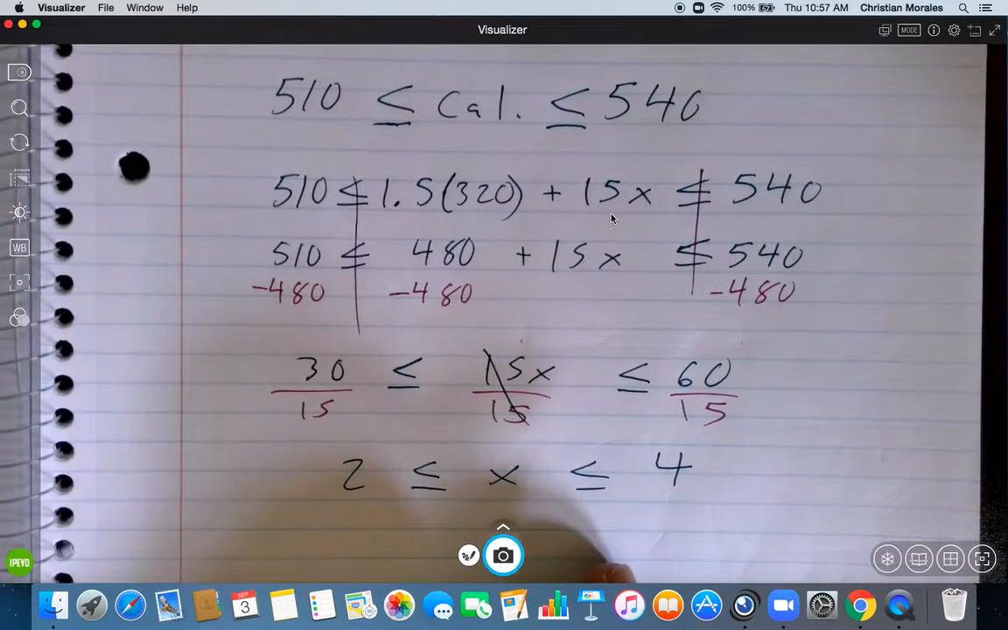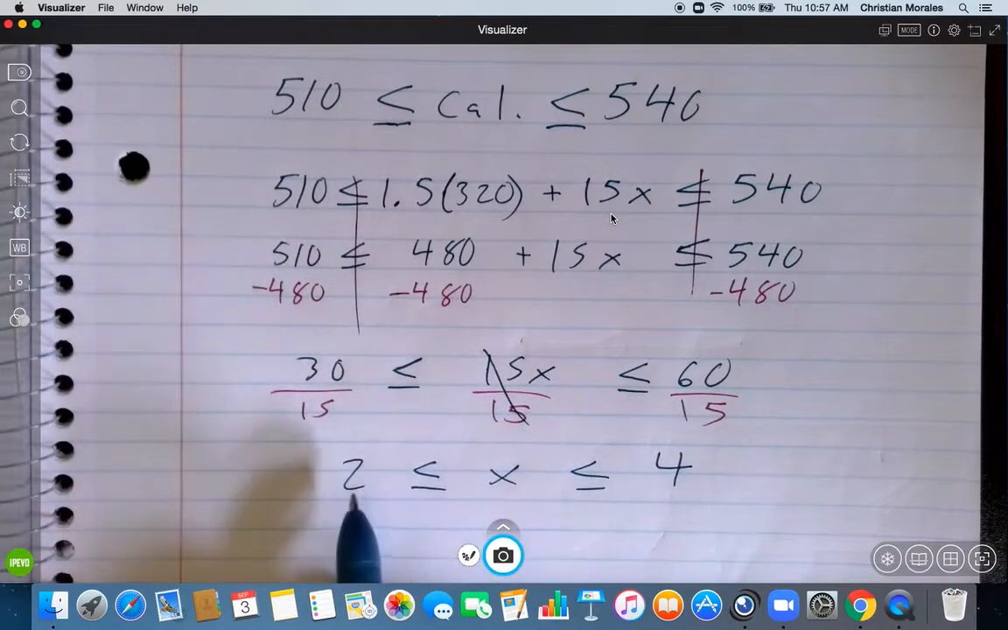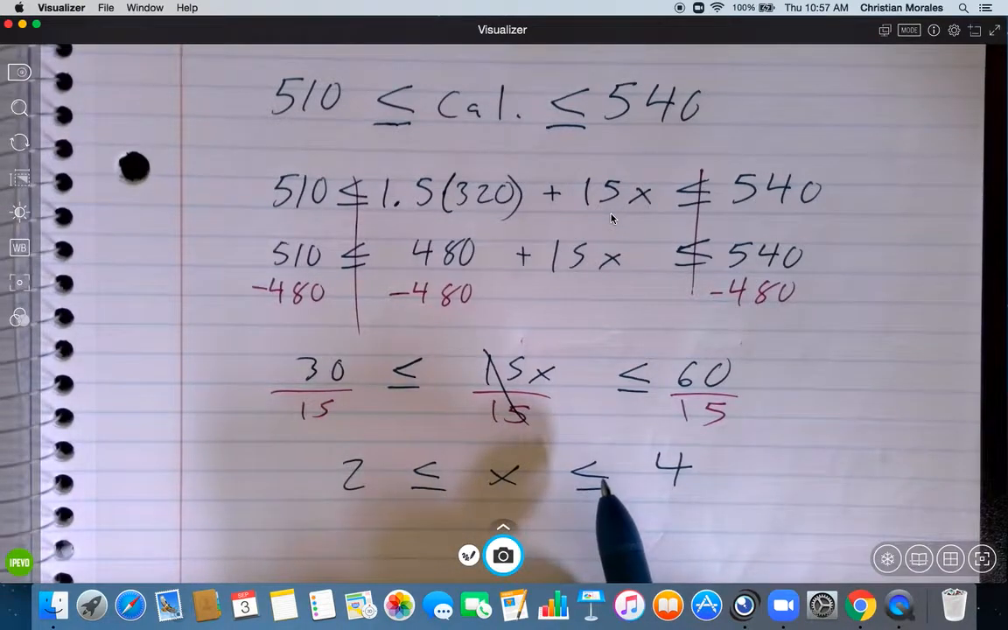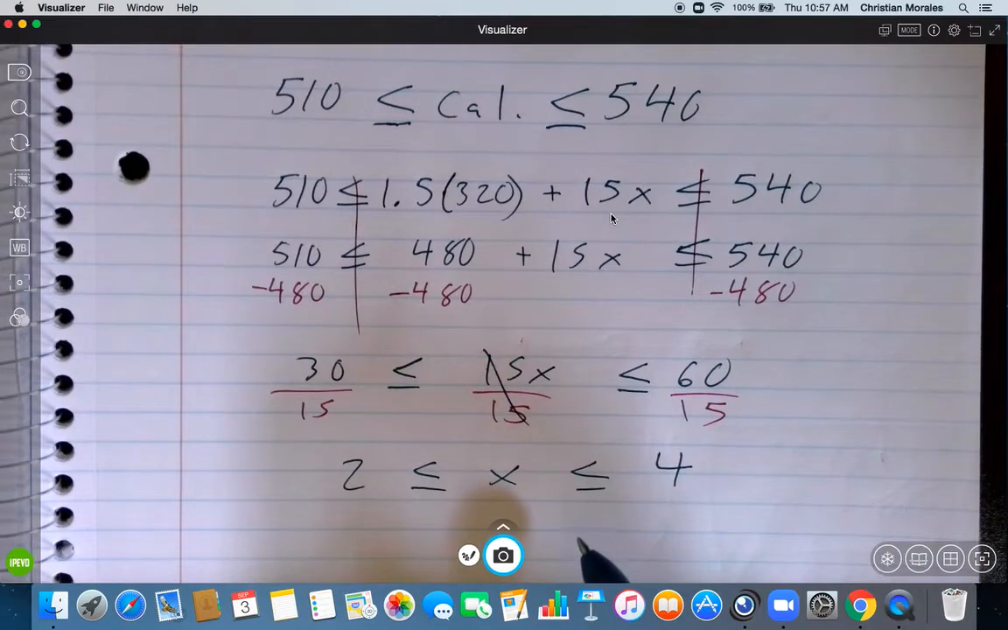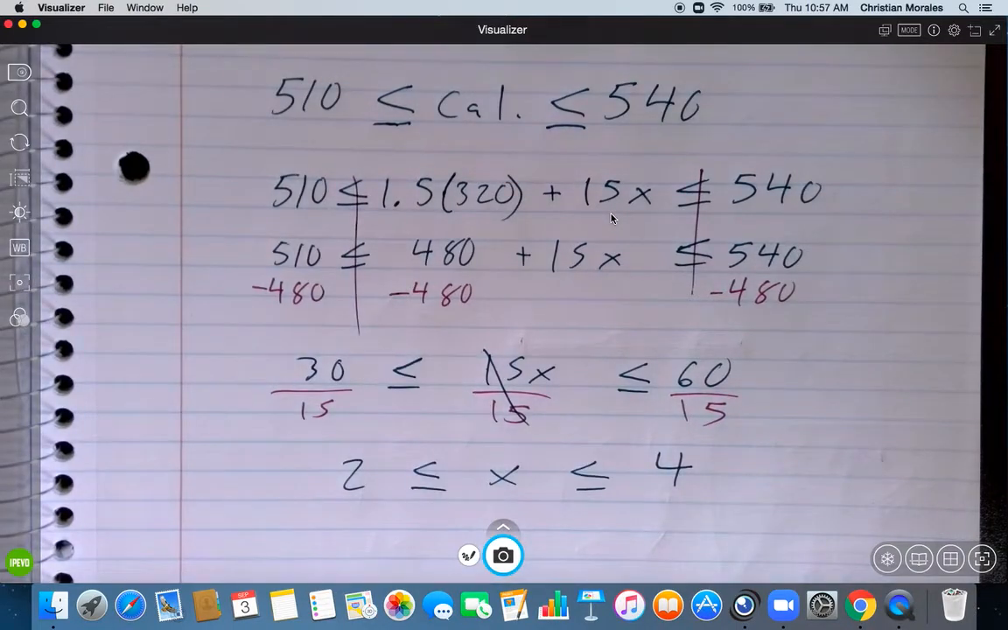What does this mean? My dog can have between 2 to 4 treats a day. So they can have 2 treats, they can have 3 treats, they can have 4 treats. That's what that answer is. And that's it, guys.